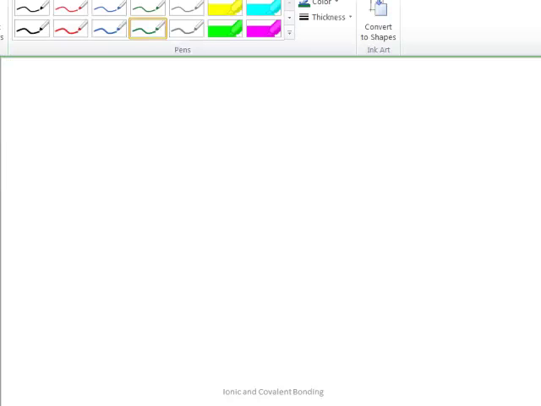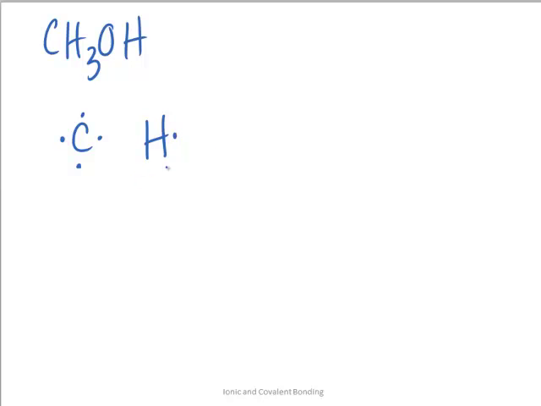Okay, let's take a look at a couple other molecules. Sometimes we're going to have more than 2 types of elements, such as the molecule CH3OH. This is methanol. Alright, so write down all of the elements and their Lewis dot structures. And we've got 1, 2, 3, 4, 5, 6 for oxygen.